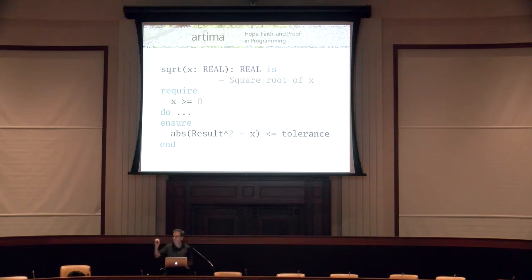So the postcondition is: if you square the result, the result is supposed to be the square root, right? So if somebody passes in 4, the result should be 2. You square that, you get 4 again. And if you subtract the original 4, you should get 0. In the ideal world, you'll get 0 at that point. But because it's floating point arithmetic, it might be slightly different. Because it could be positive or negative, he computed the absolute value. So now it's a tiny little positive number, and you can make sure that's less than or equal to a tolerance.